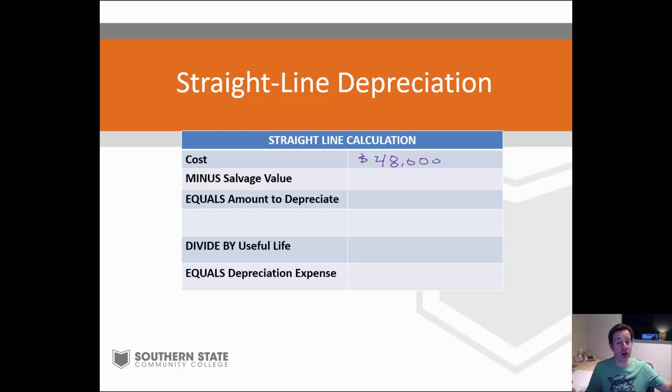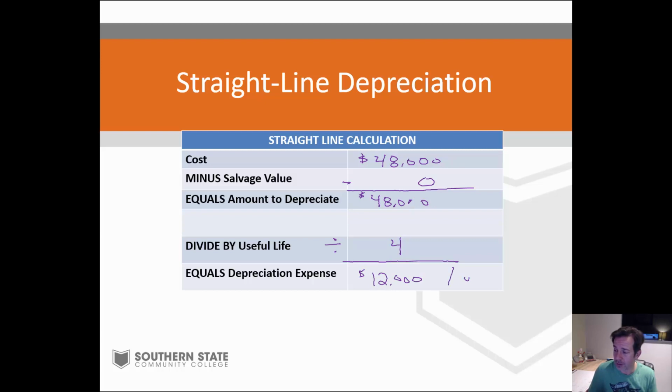He's going to use it until the wheels fall off. No value in that equipment whatsoever when he's done with it, and that's pretty typical. So the amount we have to depreciate on that mowing equipment is $48,000. We divide that $48,000 by the life of 4 years. 48,000 divided by 4 gives me $12,000 a year. All right? Simple as that.